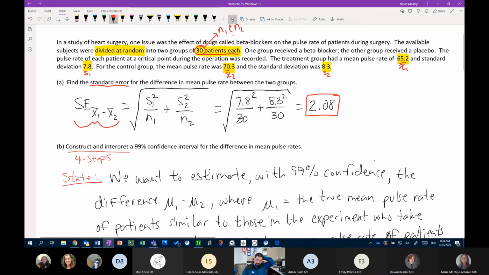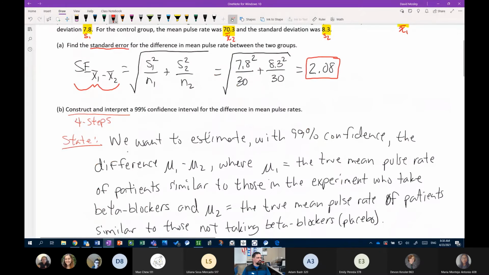So then that leads us to the next part of the question, part B. We need to construct and interpret a 99% confidence interval for the difference in mean pulse rates. That means we need to use our 4-step process. We've been asked to construct and interpret, that is doing inference. That means 4 steps. The first step is our statement.